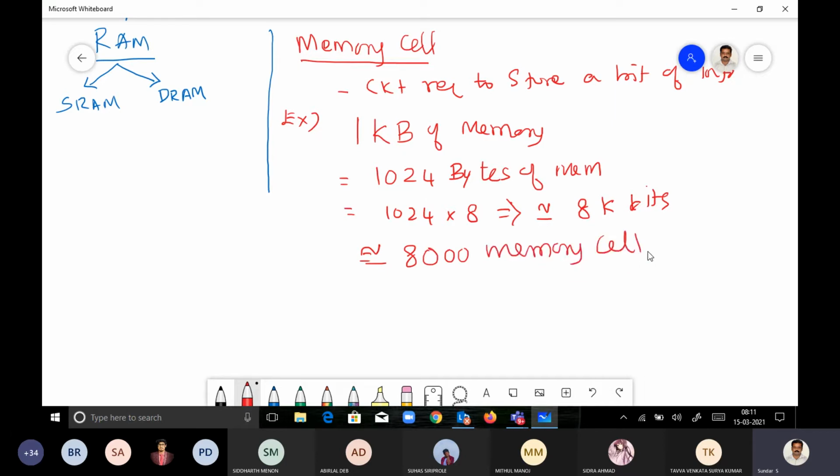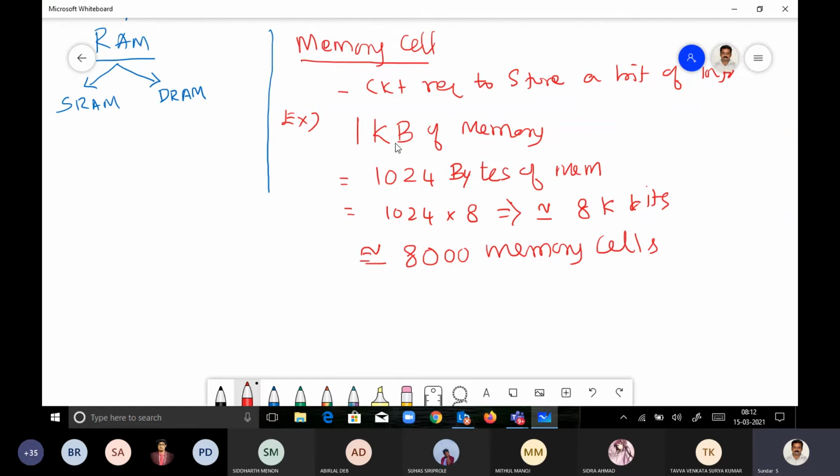I hope you got the point. What is called a memory cell? A memory cell is nothing but the basic unit or basic item in your memory to store a bit. So we need 8,000 memory cells to construct 1 kilobyte of memory. Will you be able to get the point? Anybody having any issues in understanding this?